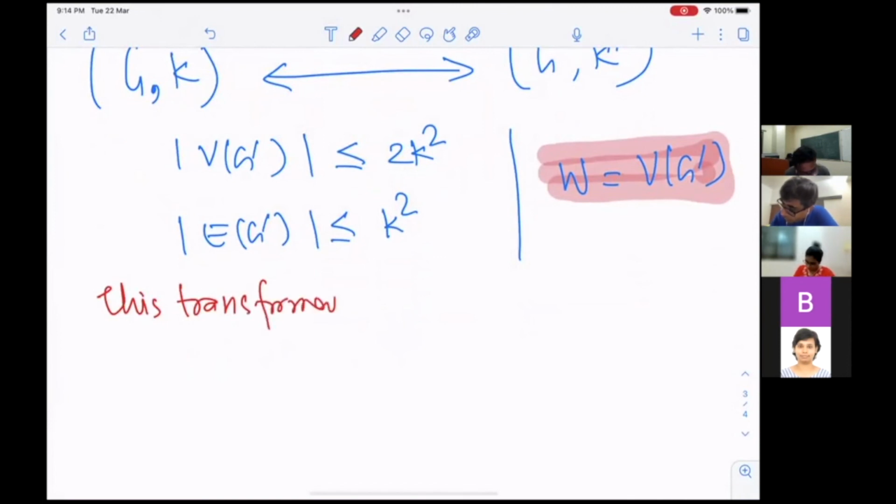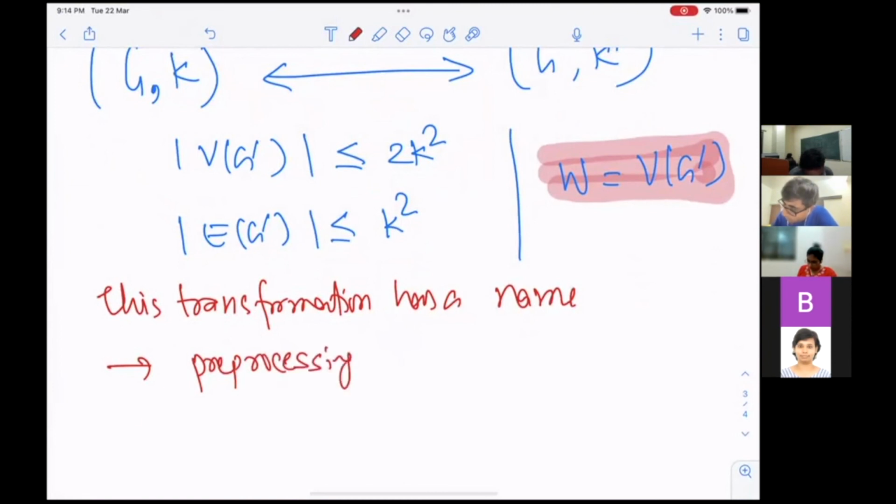This transformation has a name. Okay. And this is called preprocessing, kernelization, whatever you want to call it. Okay, it doesn't matter. Okay, but this is an overall structure.